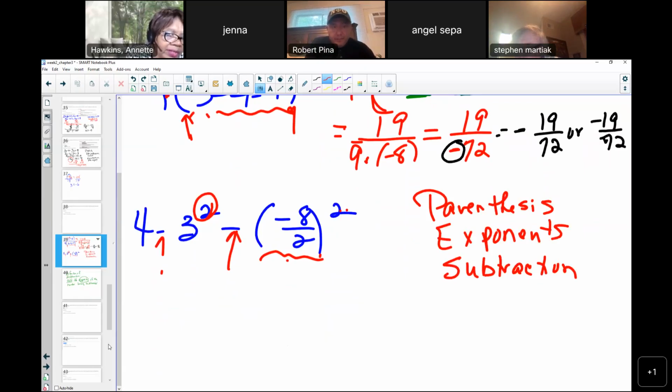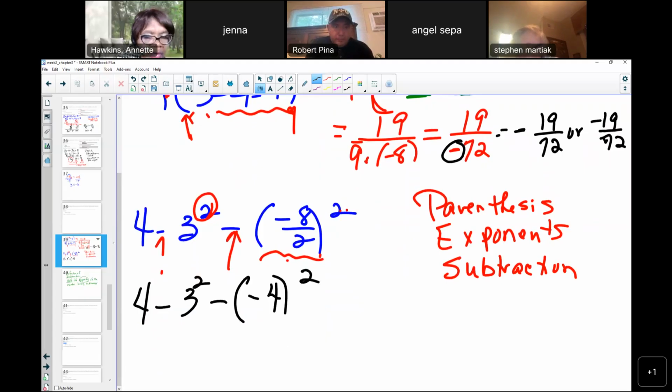All right, so I start over here, and I say 4 subtract, and I'm going to just rewrite this for now, and I'm going to do this parenthesis, which is negative 4, and then squared. So I have the parenthesis taken care of. Now I need to do my exponents, okay? So these are my exponents. So that's 4 subtract 9.